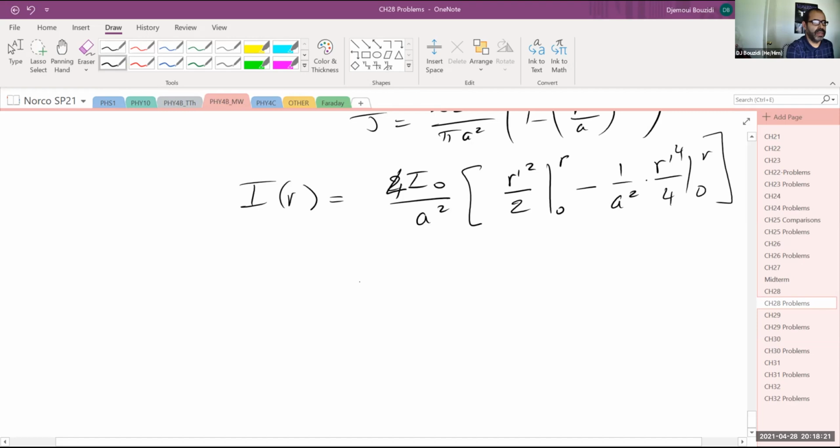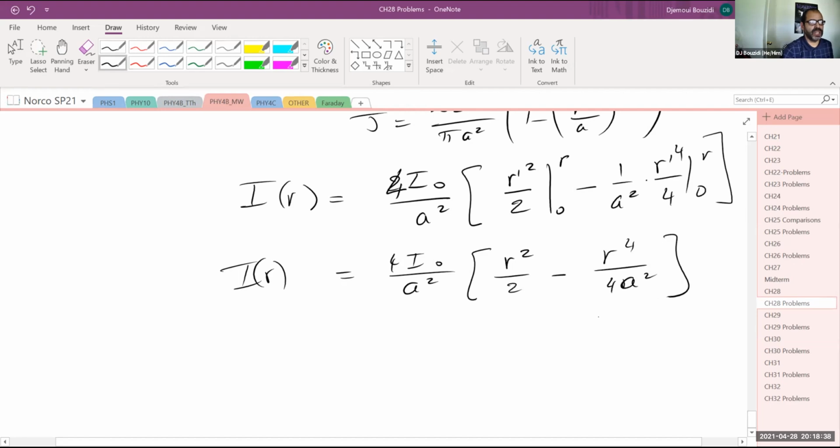So what we have in here is I as a function of R will simply be equal to 4I naught divided by A squared, open parentheses, R squared over 2 minus R to the power 4 over 4A squared. So this is the expression for the current at any distance R from the center of the cylinder, okay? We're going to apply Gauss's law.